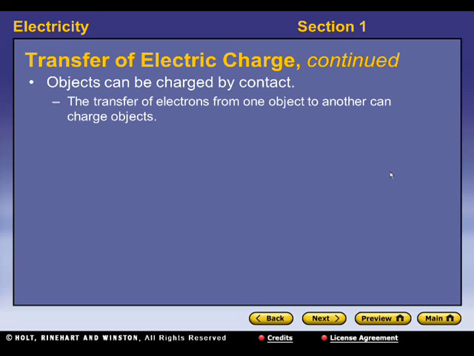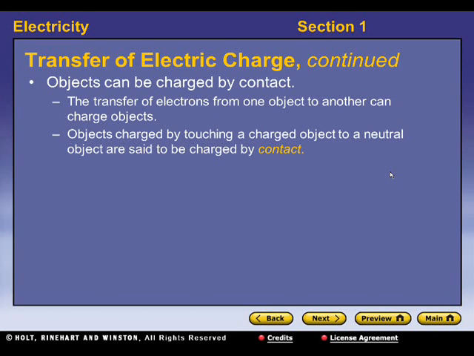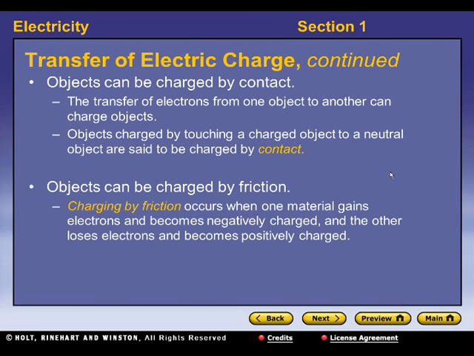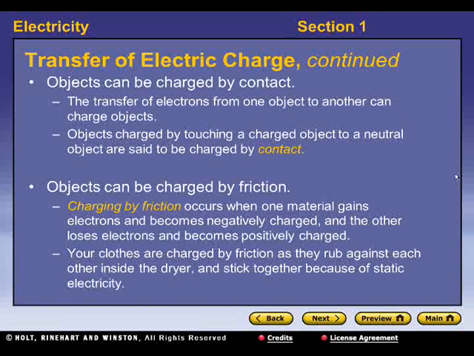Alright, so objects can be charged by contact. Transferring electrons from one object to another can charge objects, and objects charged by touching a charged object to a neutral object are said to be charged by contact. Objects can also be charged by friction. Charging by friction occurs when one material gains electrons and becomes negatively charged, and the other loses electrons and becomes positively charged. This is like taking a balloon and rubbing it on your hair. That's done by friction, where one gains electrons and one loses electrons.